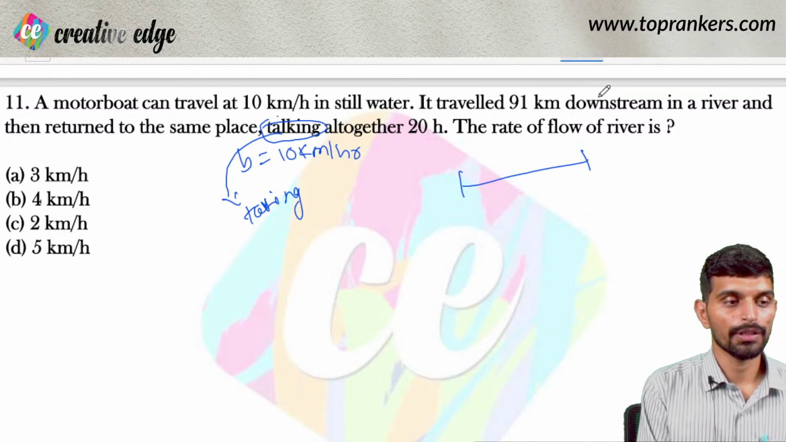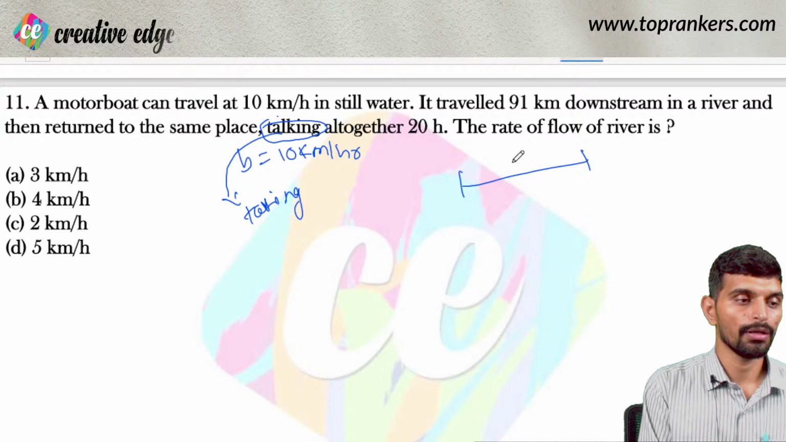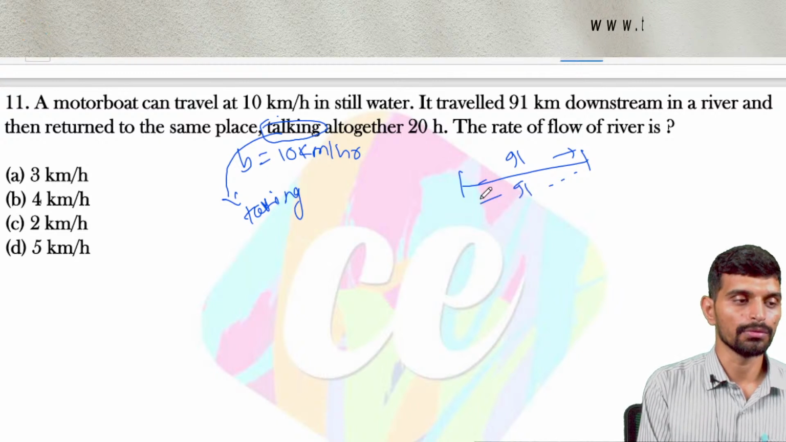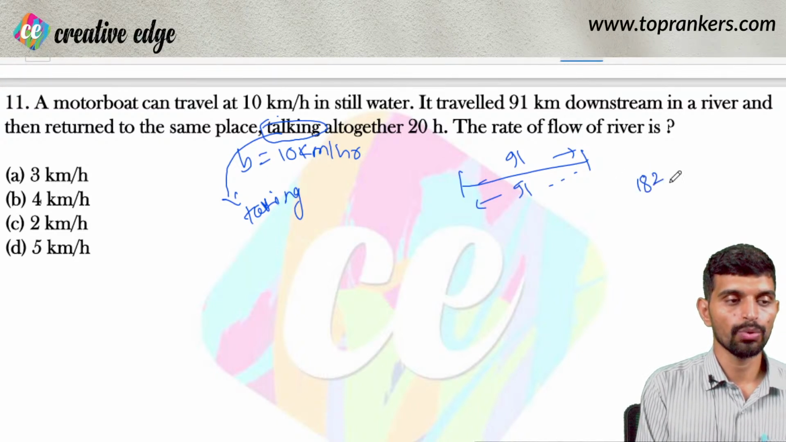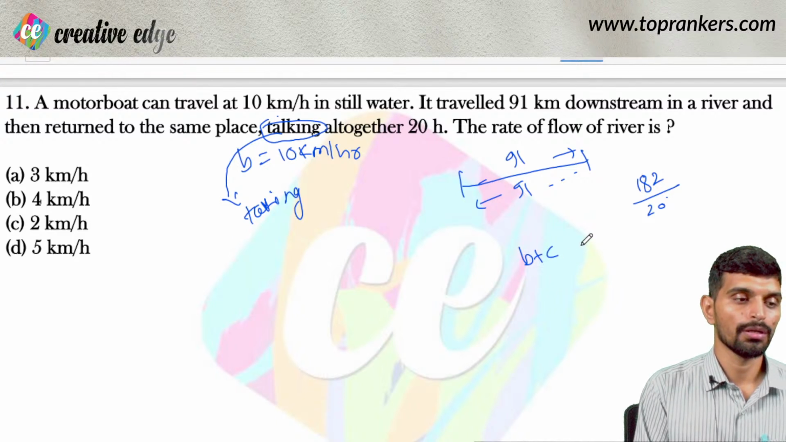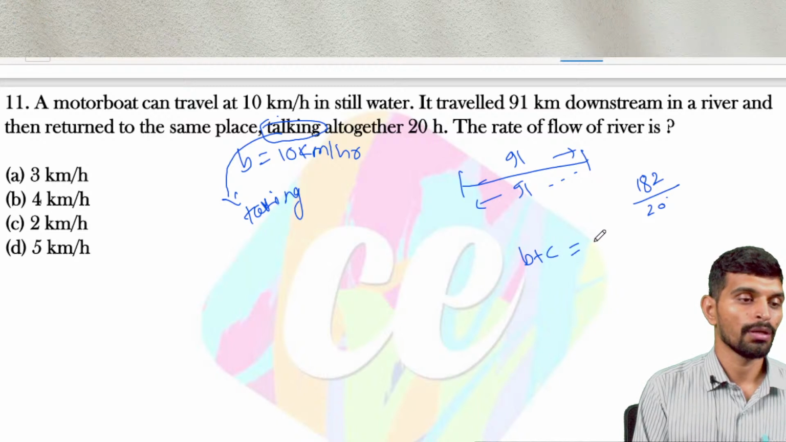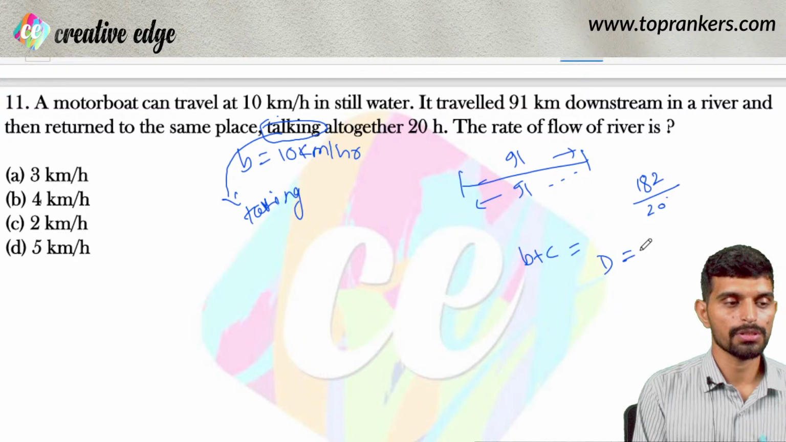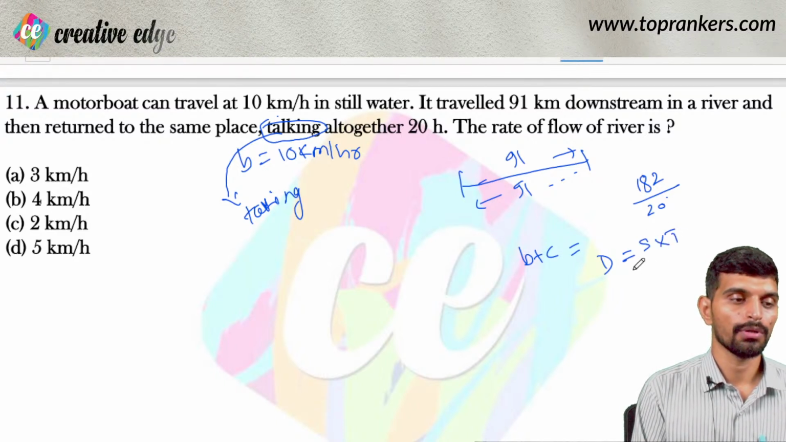It traveled 91 km downstream in a river and returned. So 91 one way and 91 return. So total of 182 kilometers in 20 hours, right? So that B plus C distance is 91 kilometers. So distance is equal to speed into time, right?